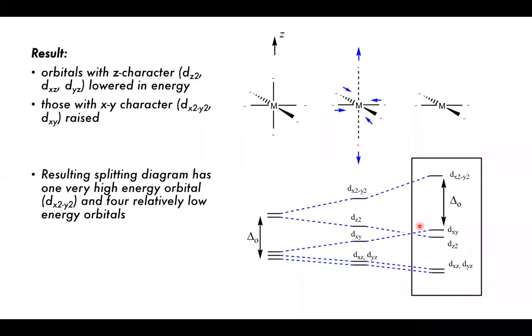So the result here is the orbital with Z character is lowered in energy, and those with XY character are increased in energy. The resulting splitting diagram has one very high energy orbital, which is the dx squared minus y squared, and four relatively low energy orbitals. And so the delta O, or delta square planar, or the splitting energy, is going to be between this dx squared minus y squared and the dxy orbital.